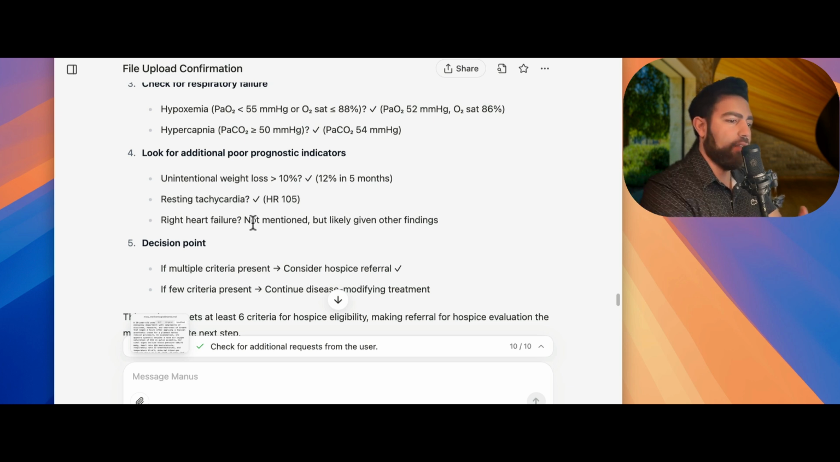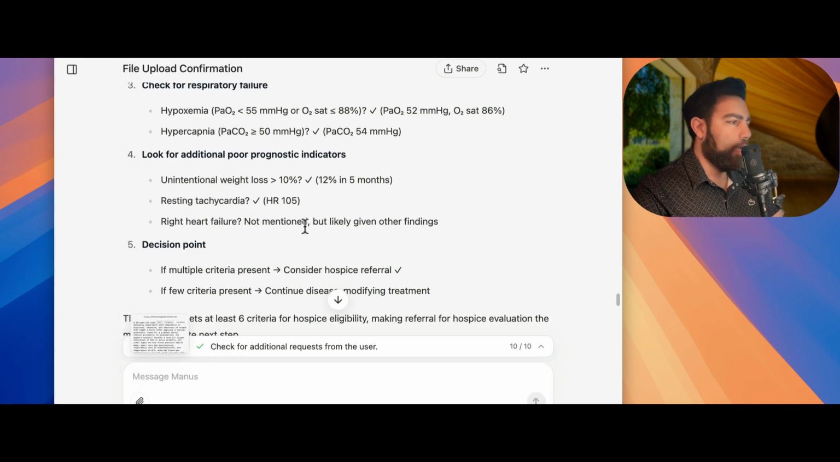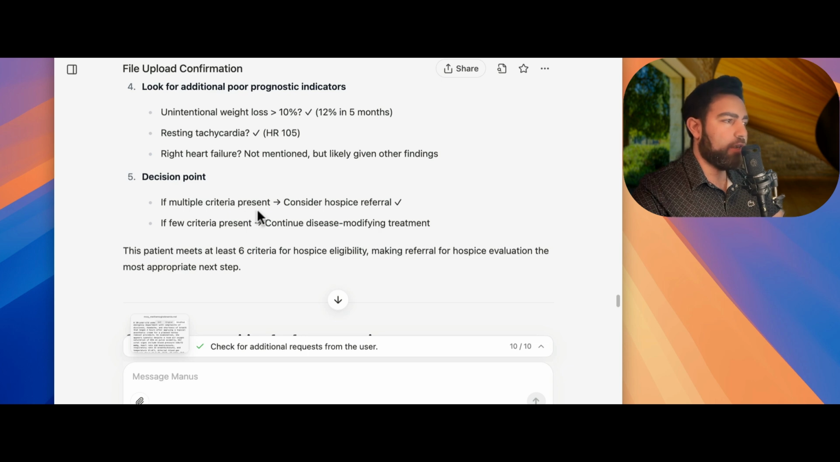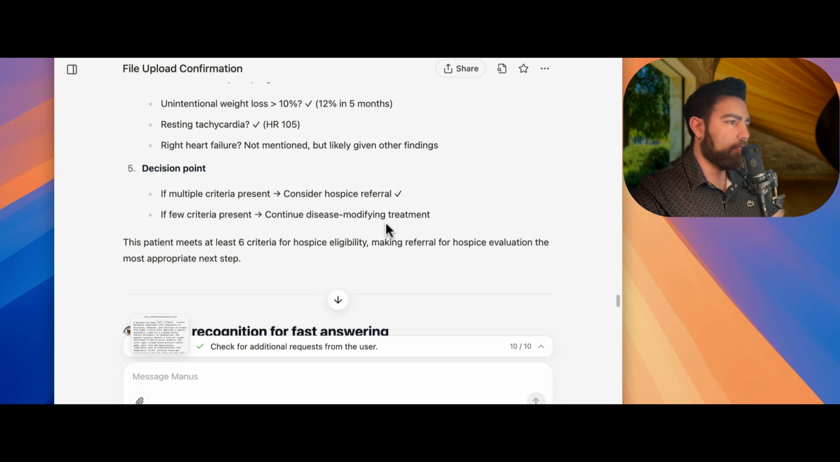What is the severity, and through time, which levels of this, and how many organs or other organs get affected. That's why I'm saying about the pathophysiology. So decision point: if multiple criteria are present, consider this hospital referral.